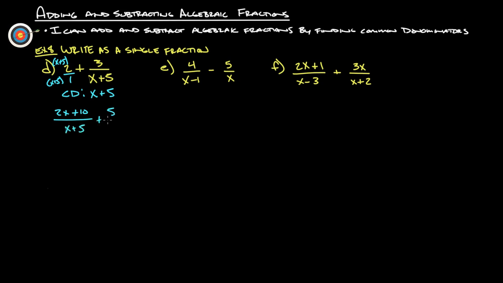And then that's plus 3 over x plus 5. Not 3, but 5. And then now we just collect like terms in the top. So 2x plus 15 on the top over x plus 5. That is now written as one single fraction.